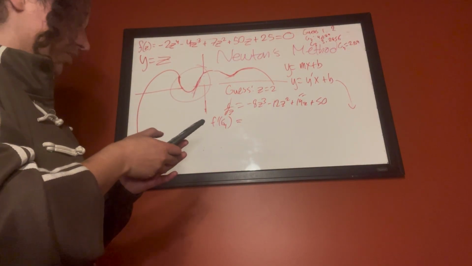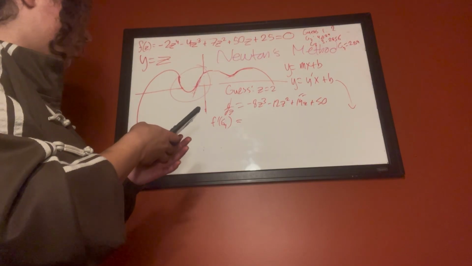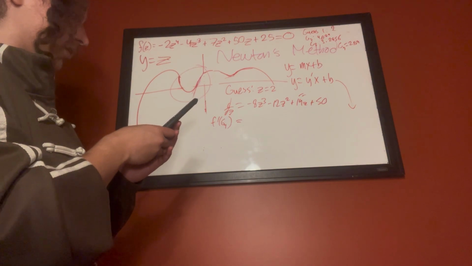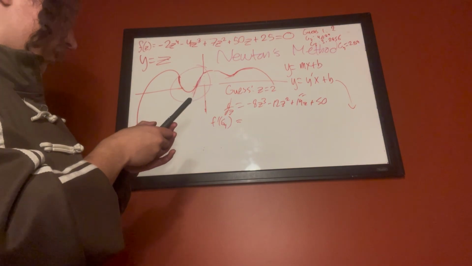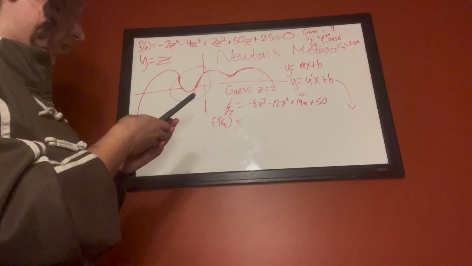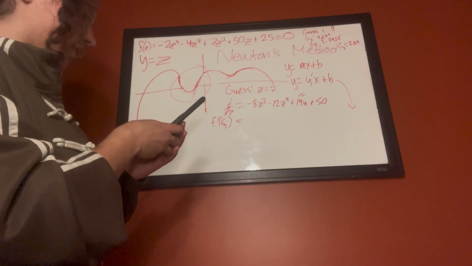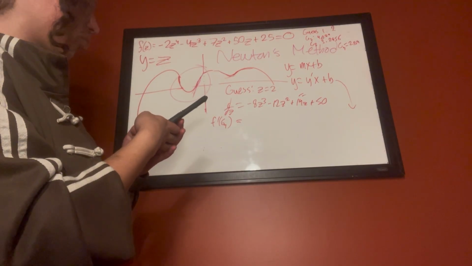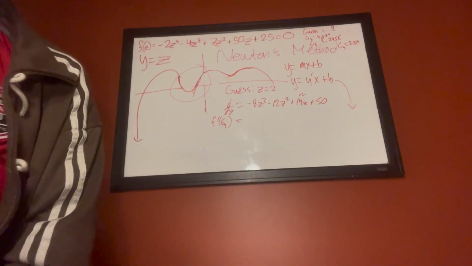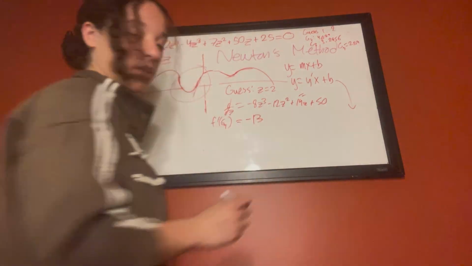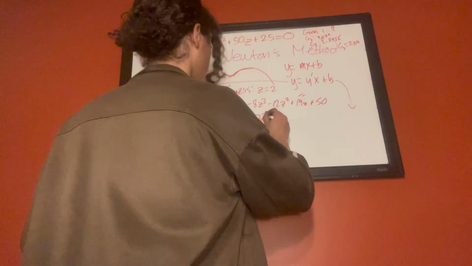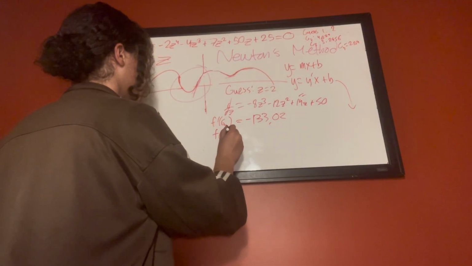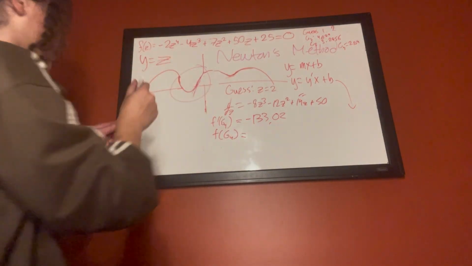So this cubed times minus 8 minus 12 times 2.59 squared plus 14 times 2.59 plus 50. Okay, so what do I have? I have minus 133.02. And f of g4, now I'm subbing in up there.